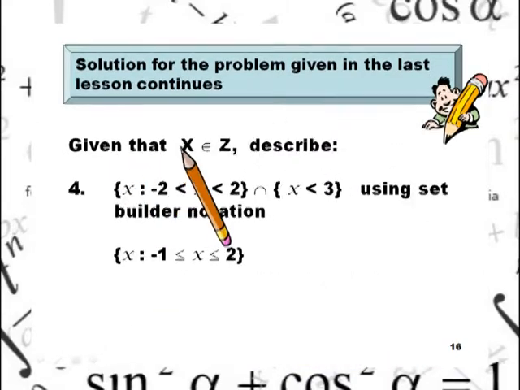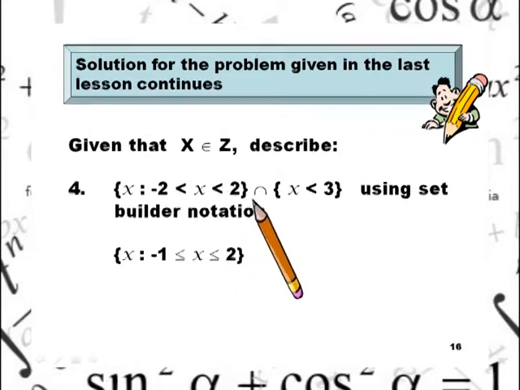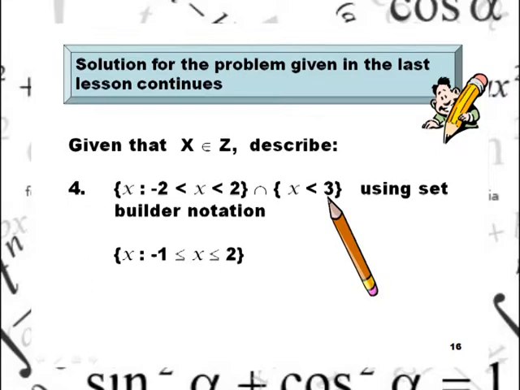Given that X is an element of Z, describe 4. X such that X is greater than -2, less than 2, intersect X is less than 3, using set builder notation. X such that X is greater than or equal to -1, less than or equal to 2.